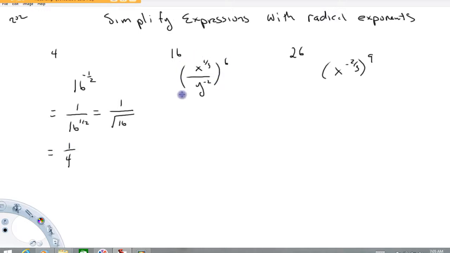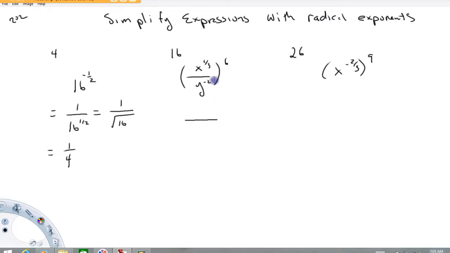Let's take a look at this animal. So this reads x to the 1/3 over y to the minus 2, all to the 6th power. Now, some important things to realize. When you raise a power to a power, you multiply the exponents. And another thing we need to realize is, since this is in parentheses, this 6th power applies to both of these. So I'm going to go ahead and apply this 6th power first.